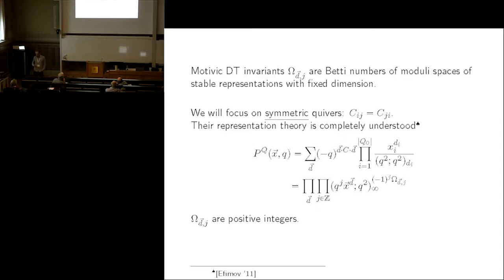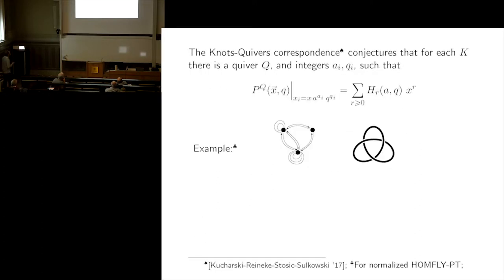As you can see, the definition has a very different flavor from skein relations for HOMFLY-PT polynomials. But nevertheless, these people conjectured that for every knot, there is a corresponding quiver together with a set of integers, a_i, q_i, one for each node, such that if you take the partition function of quiver representations and you specialize the variables x_i to this product of powers of a and q, then what you get is exactly the generating series of colored HOMFLY-PT polynomials for the knot. And for instance, for the trefoil knot, the corresponding quiver would have three nodes connected in this way.